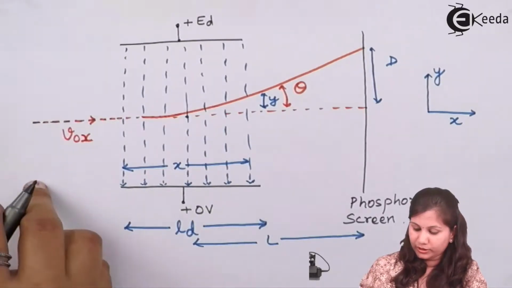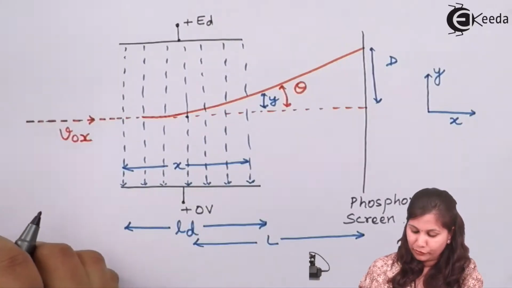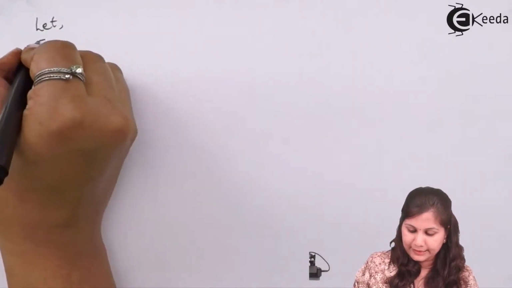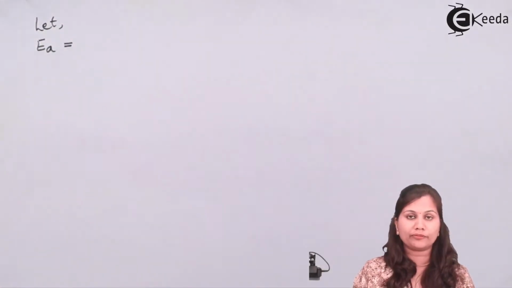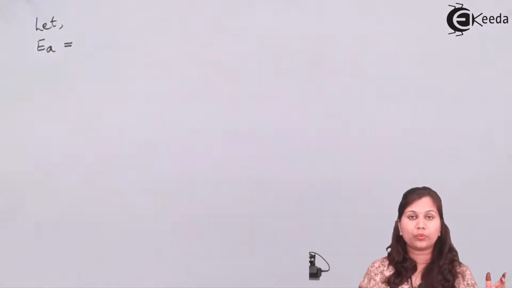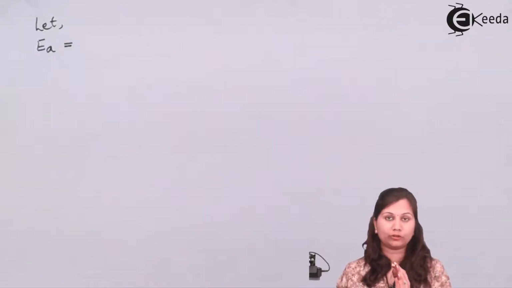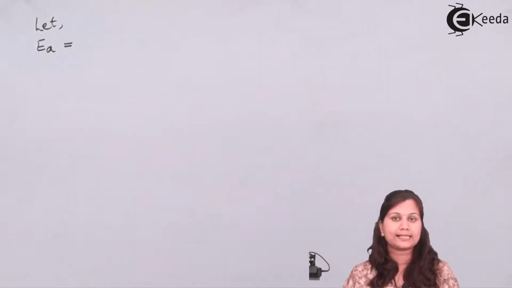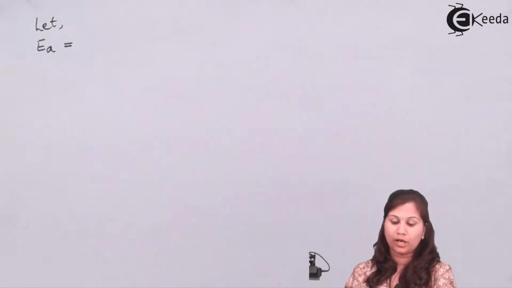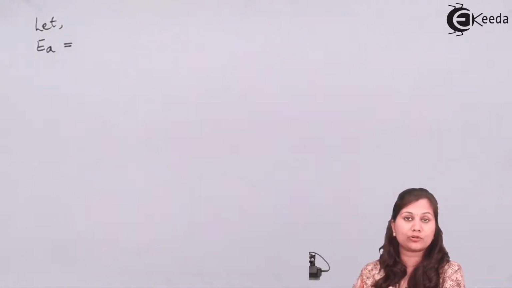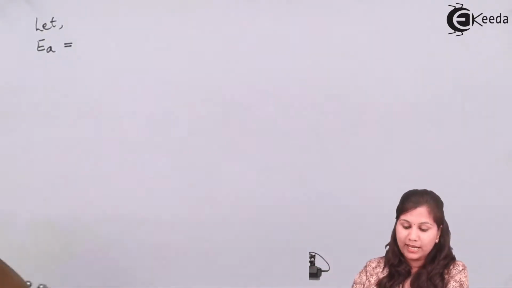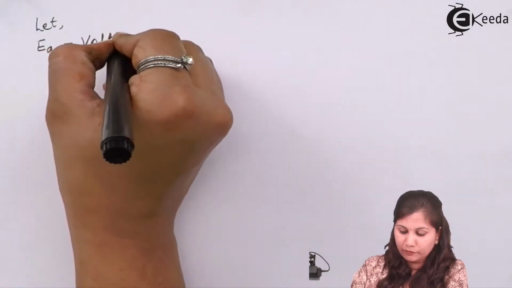So let us start with our derivation. Before starting, let us suppose some variables. Let EA be the voltage of the pre-accelerating anode, because when the electron is emitted by the cathode and passes through the control grid, it passes through three anodes: pre-accelerating, accelerating, and focusing anode. Before electrostatic focusing is done, the electron passes through the pre-accelerating anode. So suppose that the voltage of the pre-accelerating anode in volts is EA.